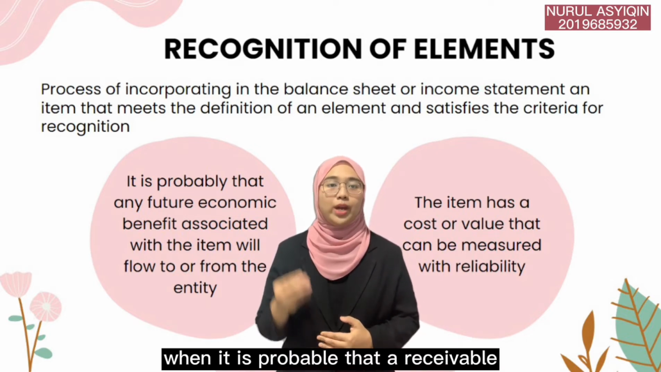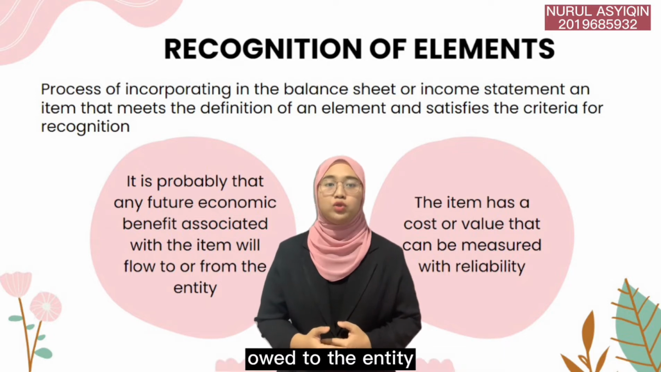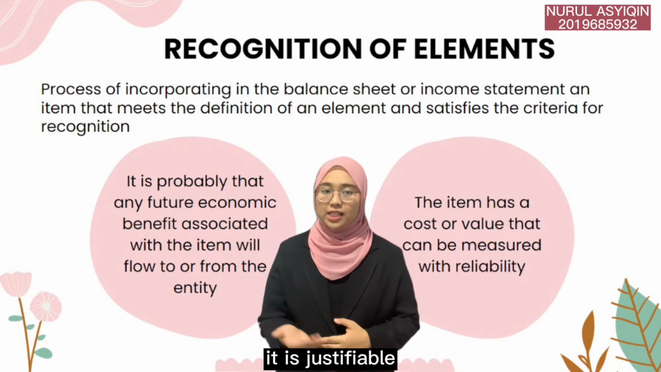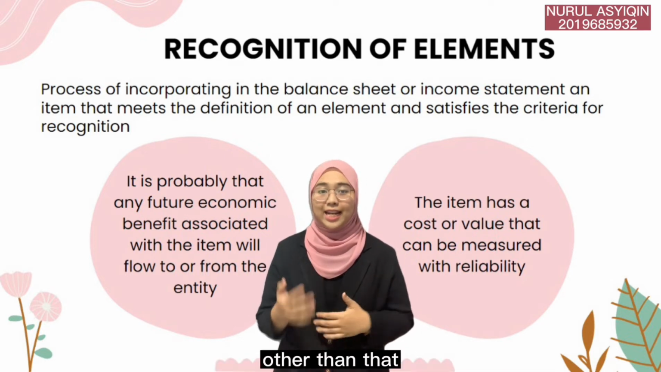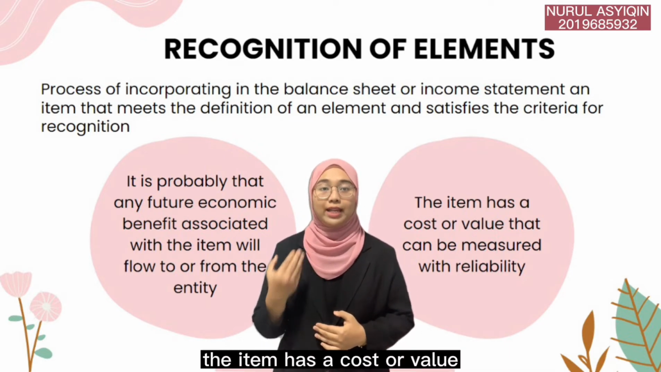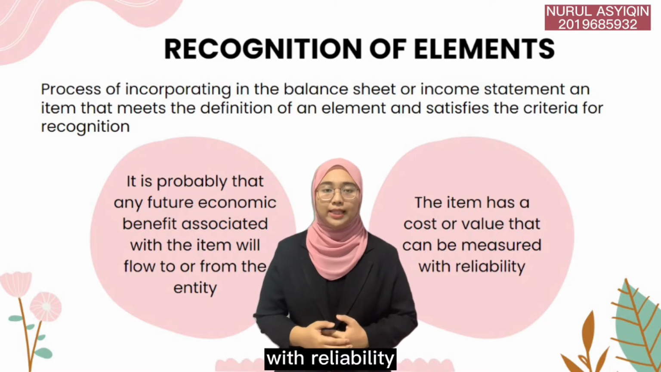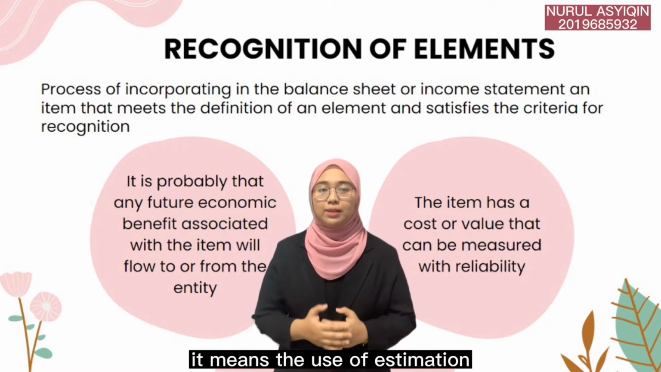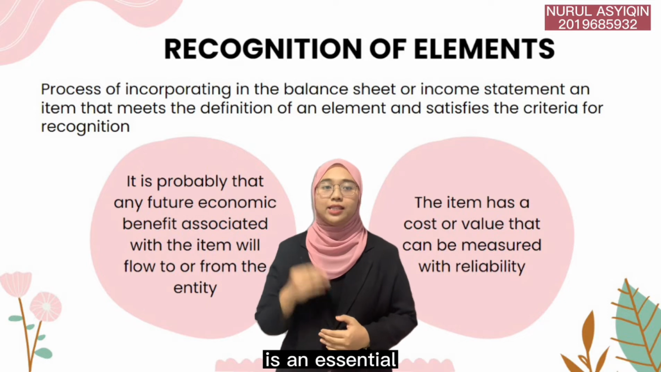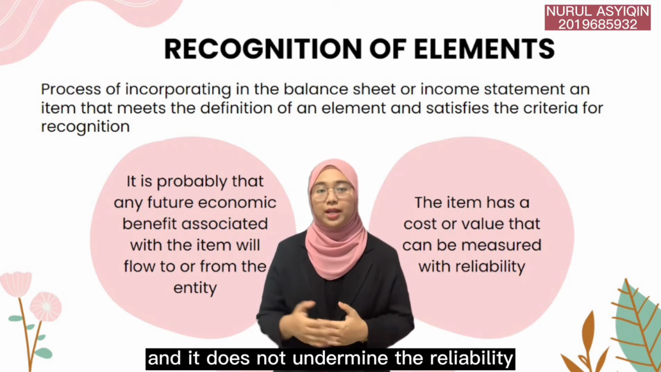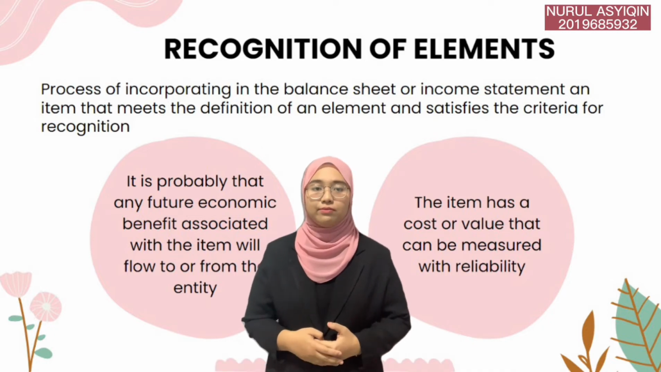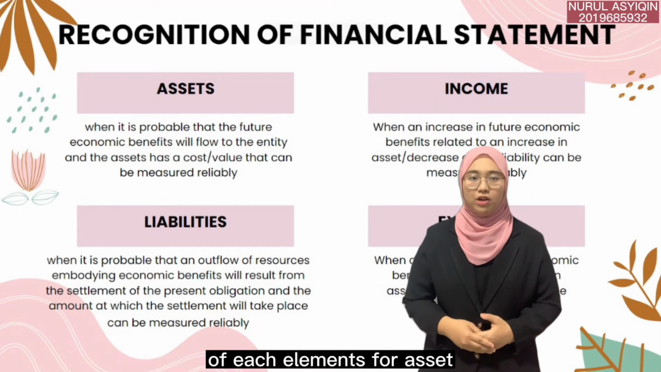For instance, when it is probable that a receivable owed to the entity will be paid, it is justifiable to recognize the receivable as an asset. Other than that, the item has a cost or value that can be measured with reliability. It means the use of estimation in cost or value is an essential part of preparing financial statements, and it does not undermine the reliability of the cost itself. Now, let's take a look at the recognition of each element.